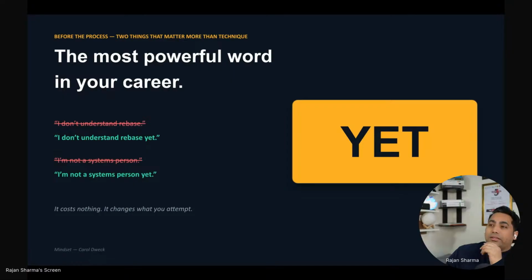And according to her, the best tool is just one word. Call it "yet." So instead of saying "I don't understand rebase," we should start saying "I don't understand rebase yet." You see the example here, and I'm not a system person. It can be said, "I'm not a system person yet." I know how it sounds. I completely get it. It's not something that everybody wants to go and do. It sounds like a poster in schools or colleges promoting something with one punchy line.